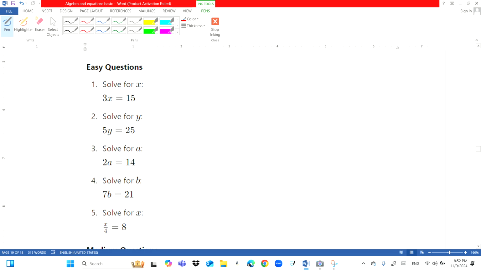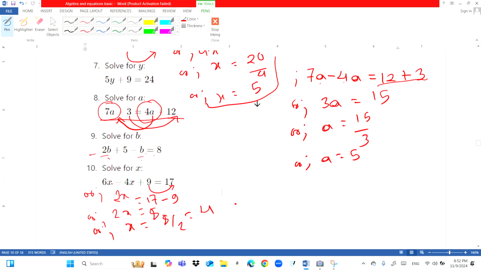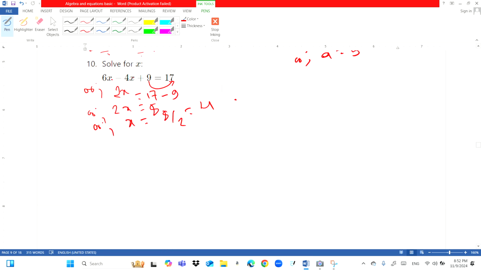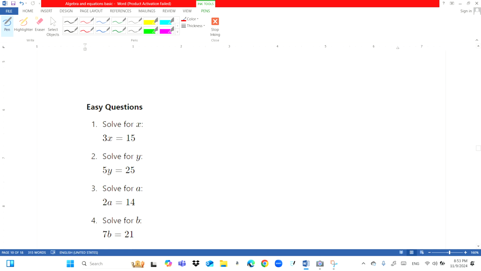Now let's have some questions from multiplication and division. All the questions that we did here are from add and subtract. Now let's try something from multiplication and division. Now look at this case. So 3 is in multiplication here. If there is no sign, that means it's in multiplication.